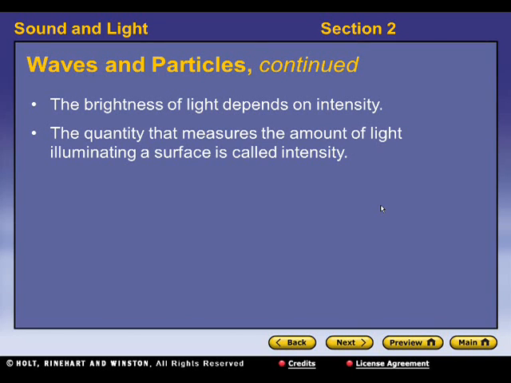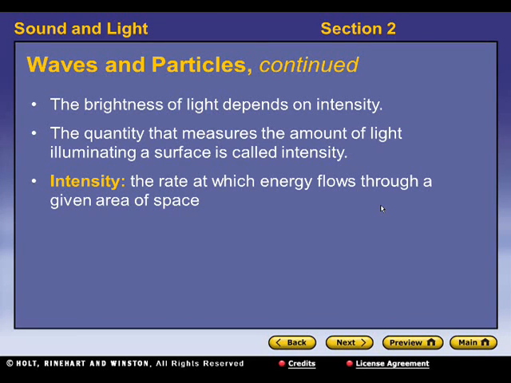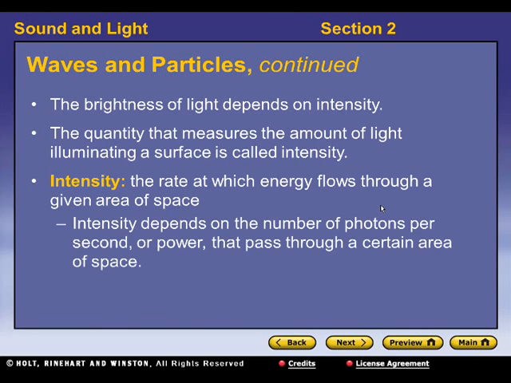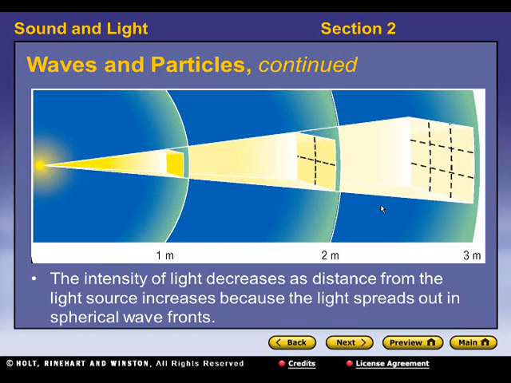So the brightness of light depends on its intensity. The quantity that measures the amount of light illuminating a surface is called intensity. Intensity is the rate at which energy flows through a given area of space. And intensity depends on the number of photons per second, or the power, that pass through a certain area of space. So here, a kind of a diagram.